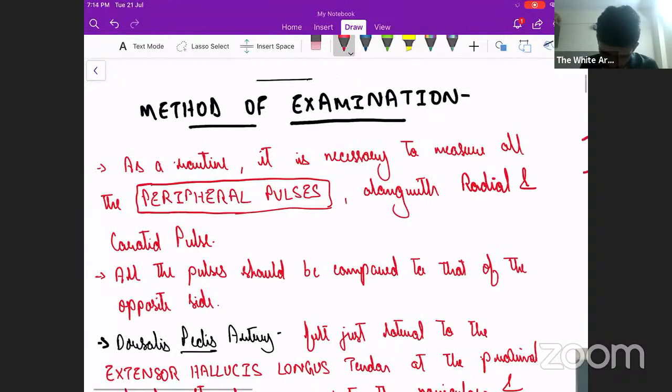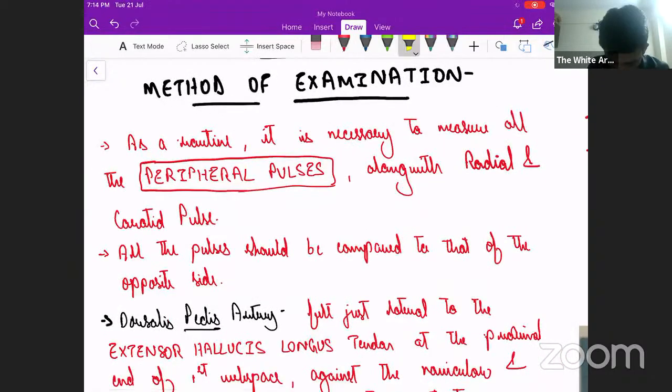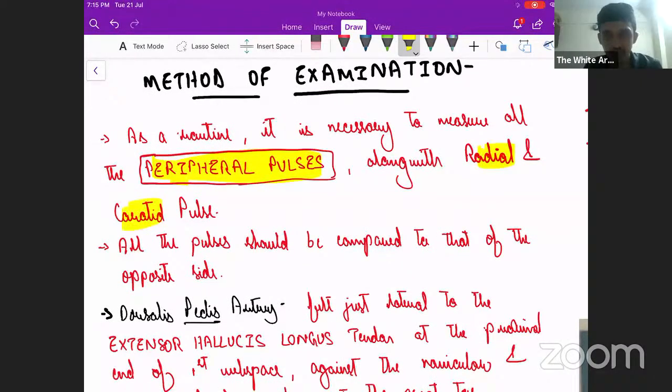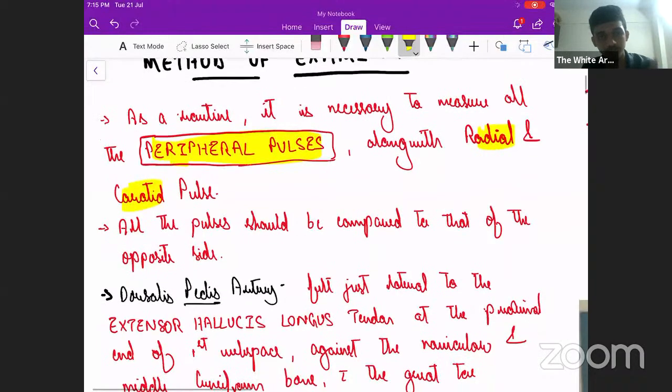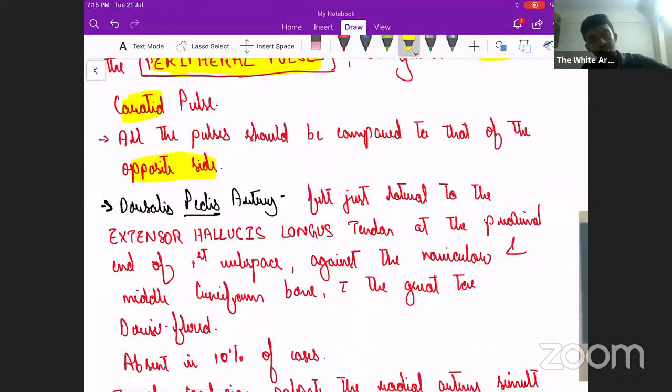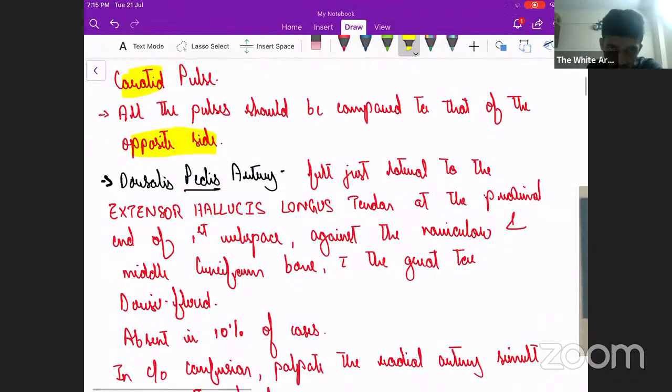So as a routine, it is necessary to measure all the peripheral pulses along with radial and carotid, okay, and measure both sides. All the pulses should be compared to that of the opposite side. That is what I had mentioned. So what are the peripheral pulses? From down, if we come up, first is the dorsalis pedis artery. Where do you expect to find it? It is usually lateral to the extensor hallucis longus tendon.